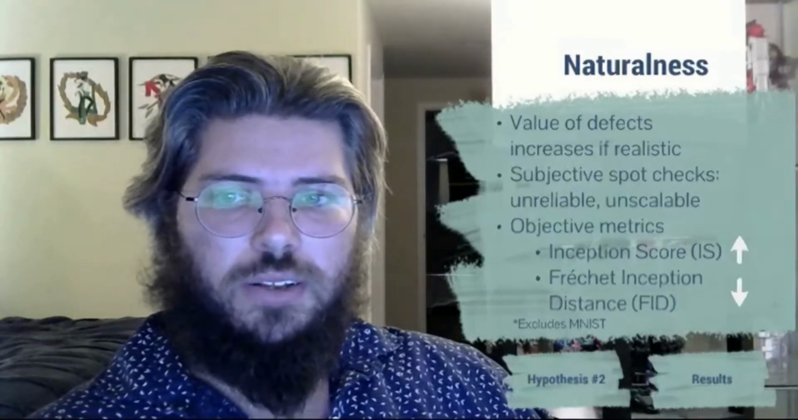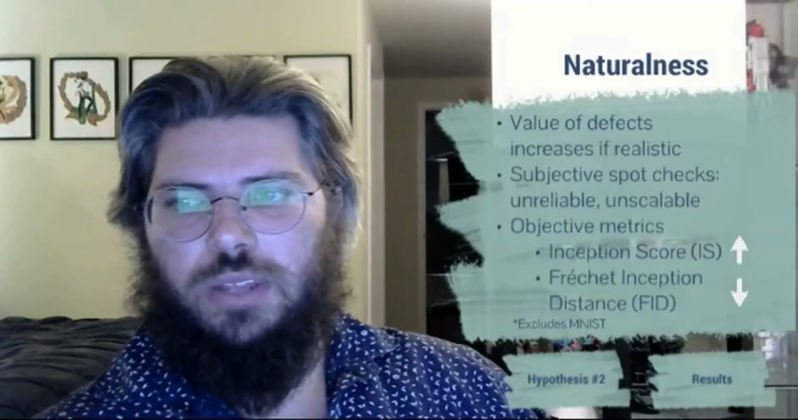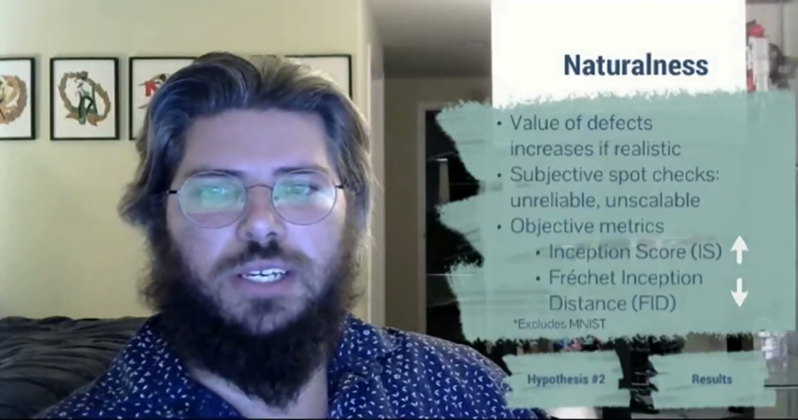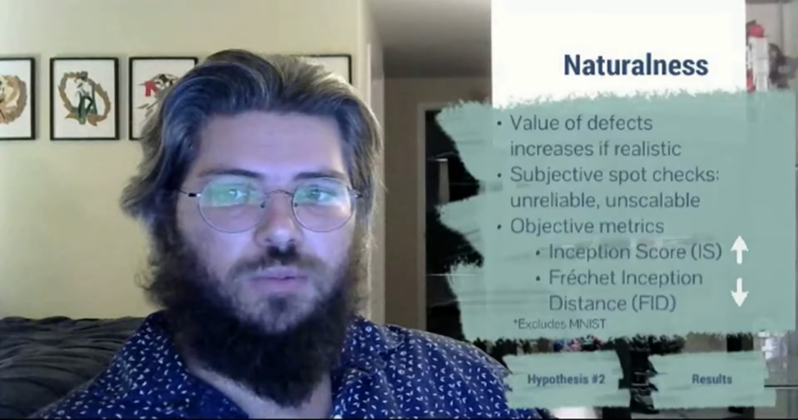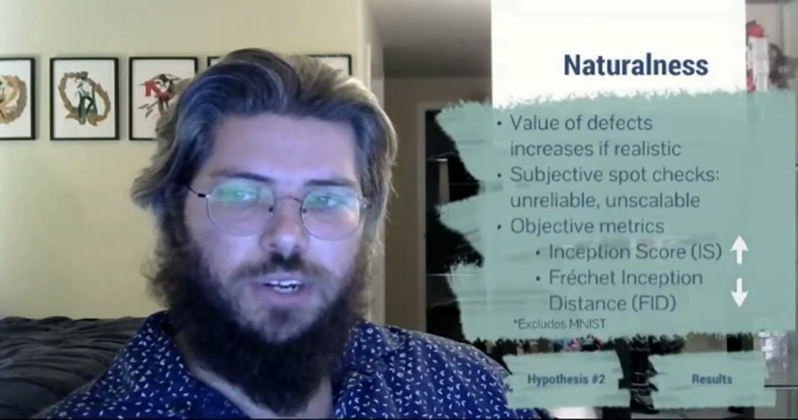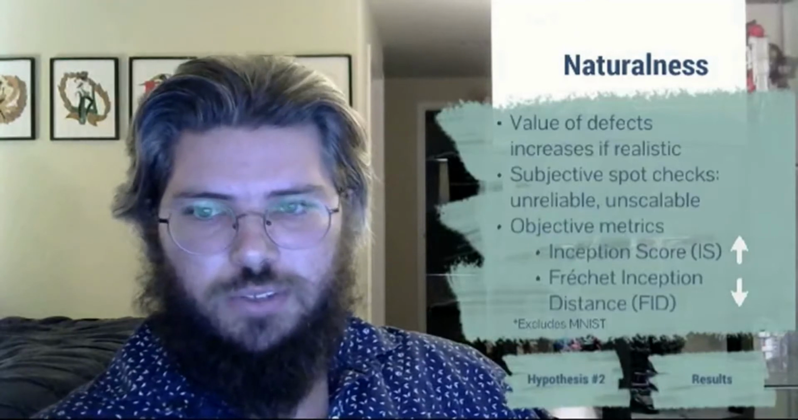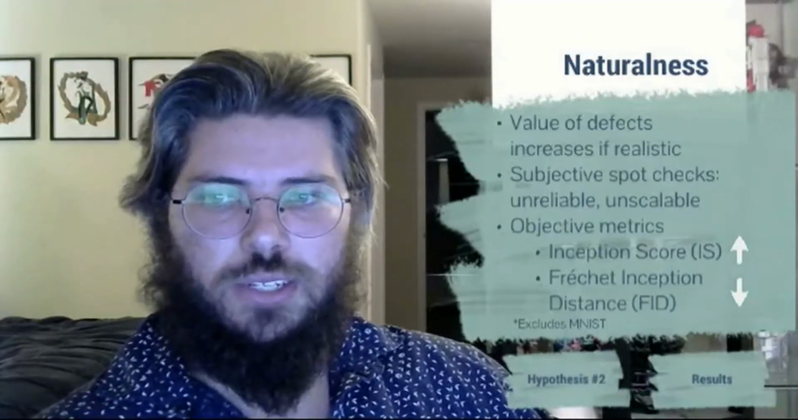Since we're working on the image domain, subjective spot checks wouldn't be suitable. They're unreliable, unscalable, and two people can reasonably disagree on the tricky to define term of naturalness. Fortunately, related research into generative adversarial networks, or GANs, has yielded more or less objective metrics that are used to automatically quantify naturalness.